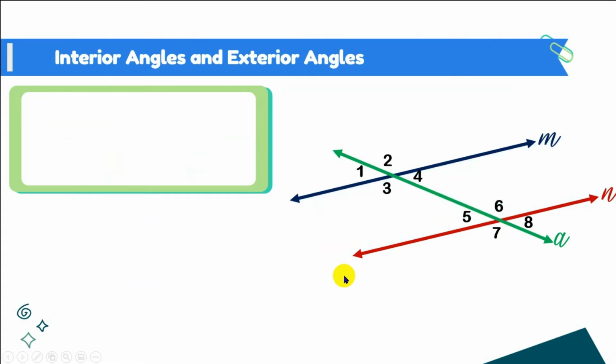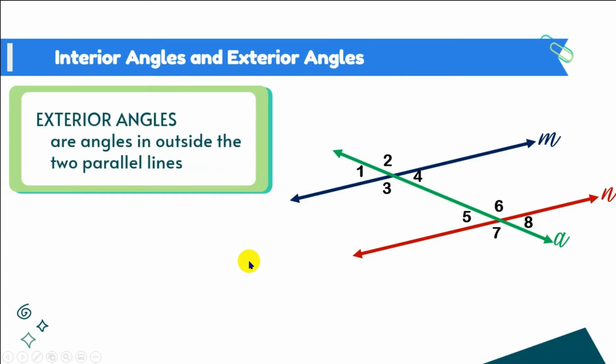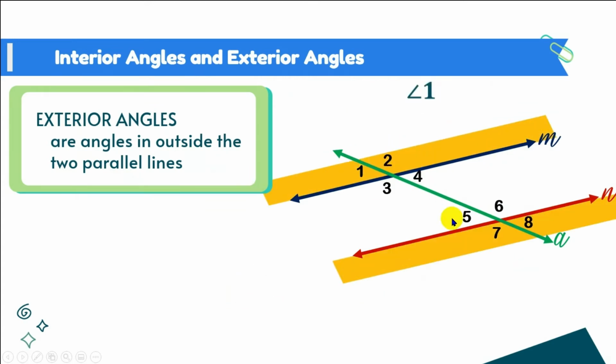How about the exterior angles of parallel lines cut by transversal? So, from the word itself, exterior, these are angles outside the two parallel lines. Again, ang line M and line N are the two lines that are parallel. So, alin ba yung mga angles na nasa labas nito? So, we have, ayan, angle 1, angle 2, angle 7, and angle 8. Again, exterior angles are those angles outside the two parallel lines.